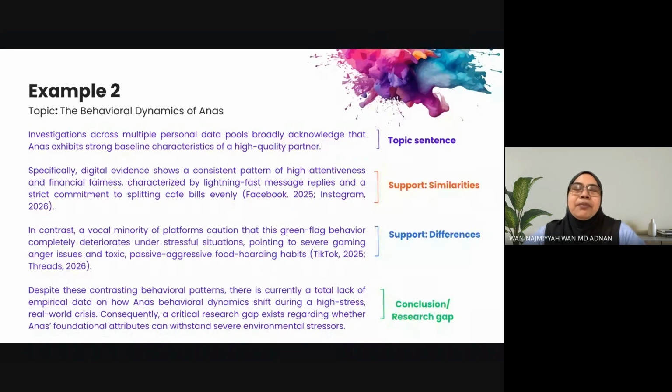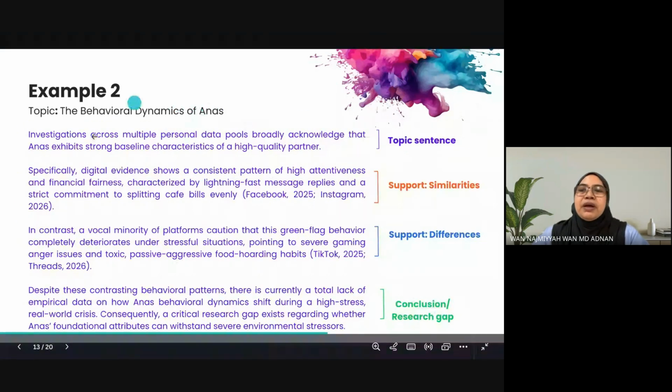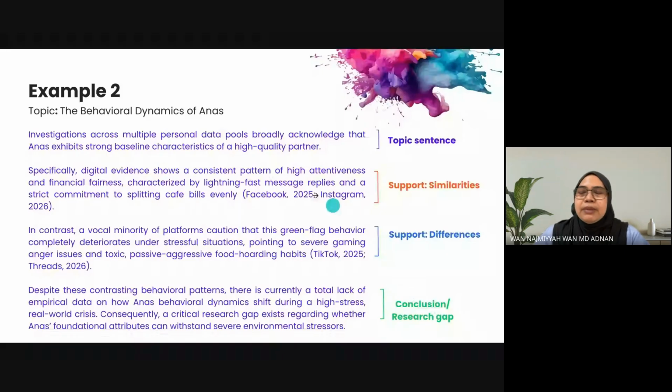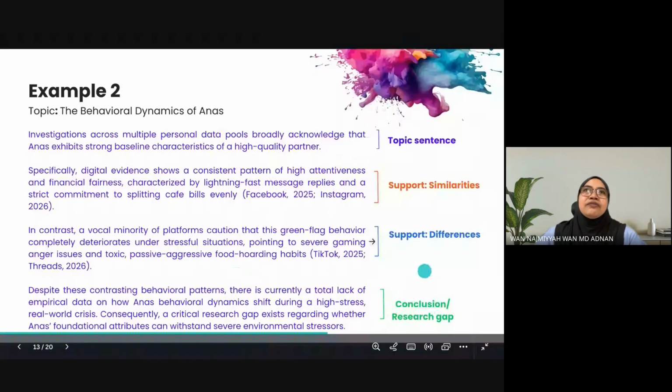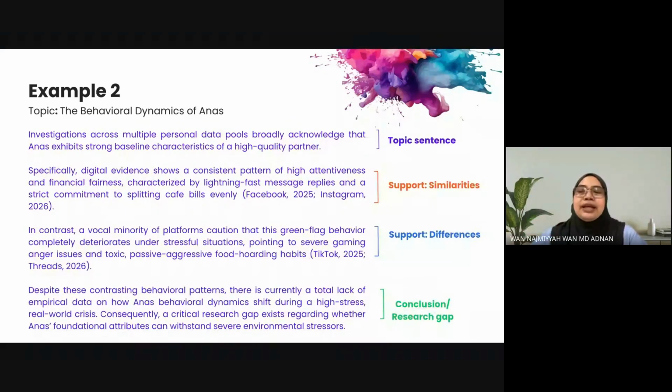You should write one paragraph as an introduction, the last paragraph as a conclusion, and the other paragraphs should look like this. Each paragraph should have the topic sentence, similarities, differences, and research gap. A good article will always have a structure like this. It doesn't matter whether it's a thesis or a journal article, in the literature review you need to put in the similarities, the differences, and the research gap.